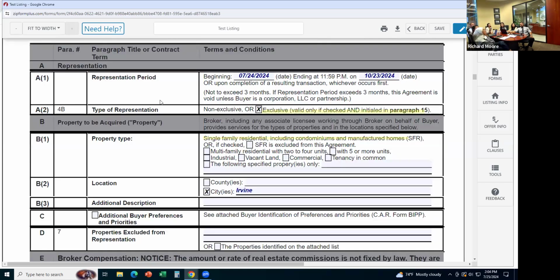After 3 months, we can renew it. You can renew it after 3 months. There's an extension, or you could just do a new one. So next, property to be acquired, section B.